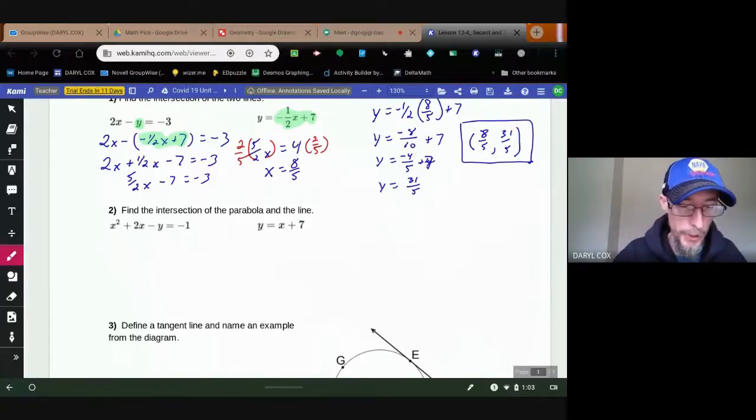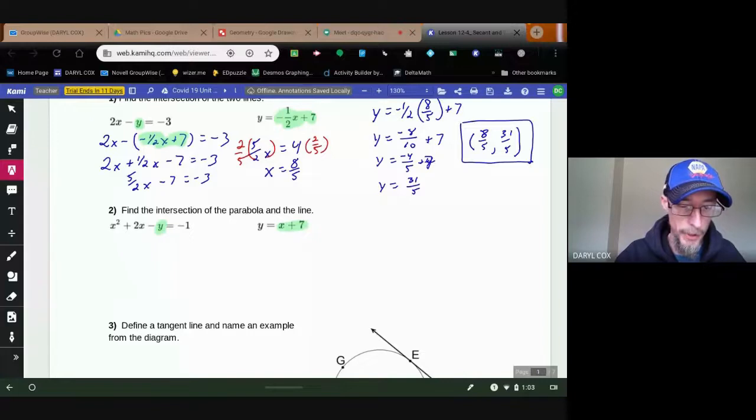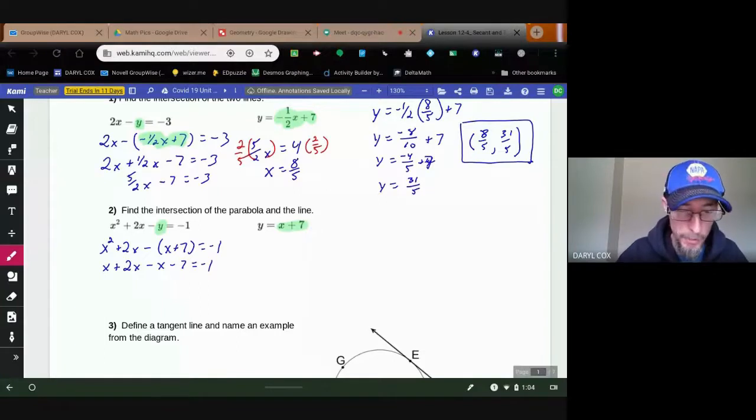Okay, so hopefully you started off by saying, well, I know what y equals, so I can replace the y in this equation. So I'm going to go there and do that first. So that's x squared plus 2x minus x plus 7 equals -1. And now I'm going to distribute my -1 that's on the left-hand side. Give me -x minus 7 equals -1. Whoops, I lost my squared.